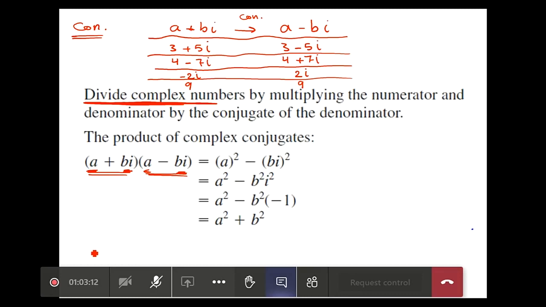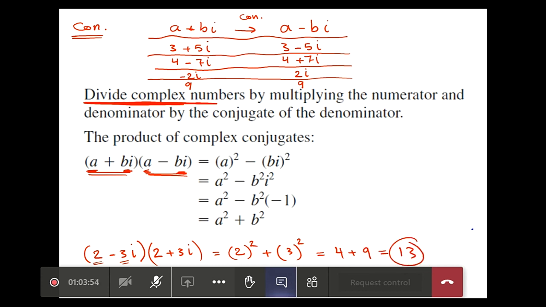For example, if we multiply 2 minus 3i, what's the conjugate of 2 minus 3i? This is 2 plus 3i. After multiplying, this equals what? This equals the first square plus, always plus, the second square, 3 square, or negative 3 squared. After squaring, this is positive. Okay, so we have 4 plus 9 equals 13.